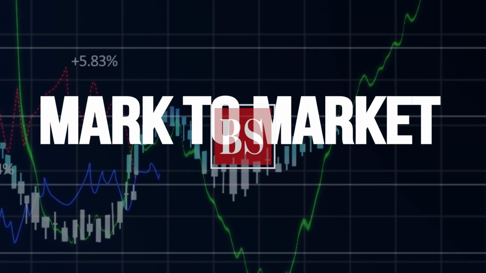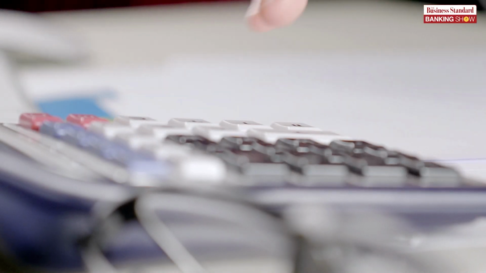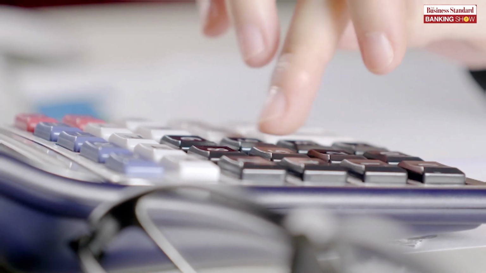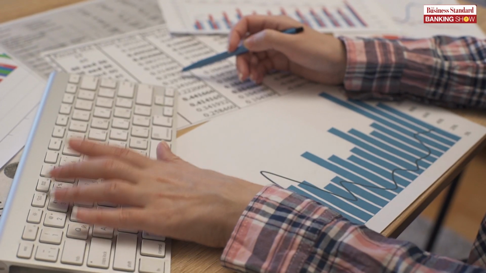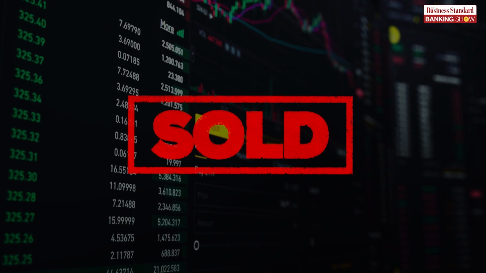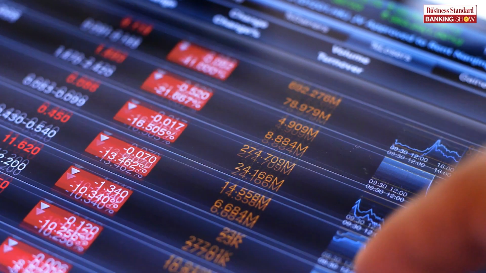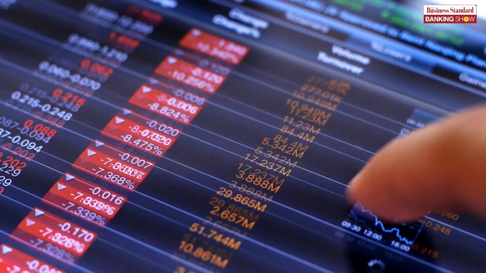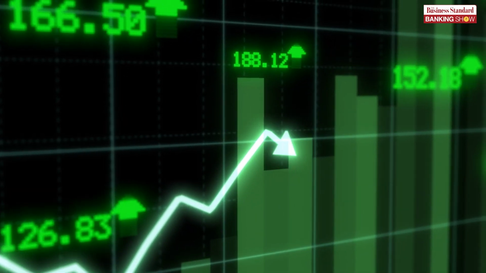Mark-to-market or MTM refers to an accounting practice under which the value of an asset is derived from its market price and not the price at which the asset was purchased. Till the time the asset is sold, movement in the price of the asset will therefore result in either a notional loss or a notional gain.